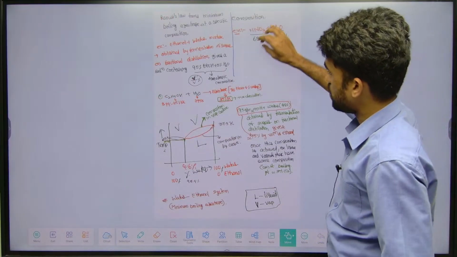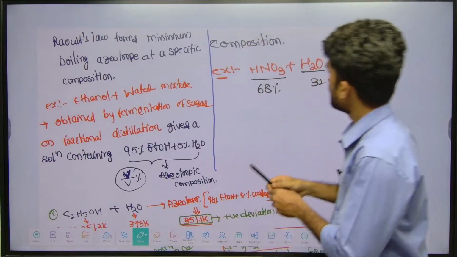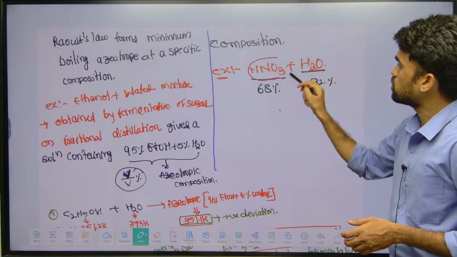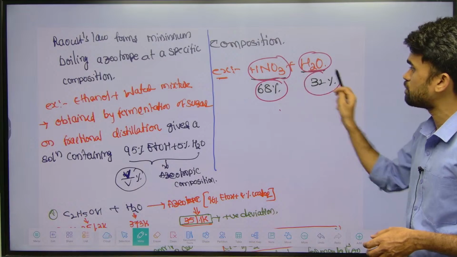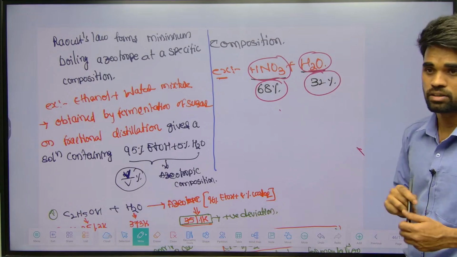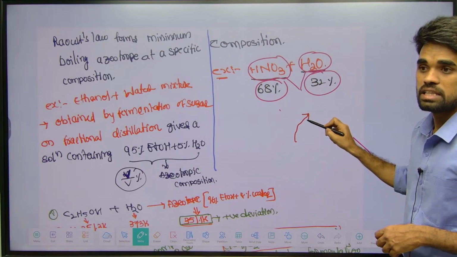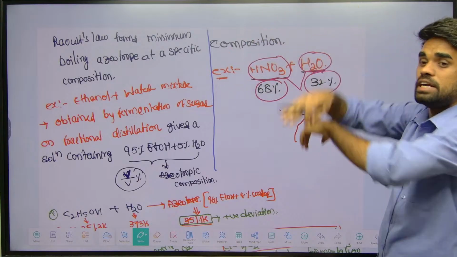For example, I have used this composition: HNO3 and H2O, we have a mixture. Particularly at what composition? 68% HNO3 and 31% or 32% water. If you boil this mixture, it won't separate into water and HNO3. It behaves as an individual.